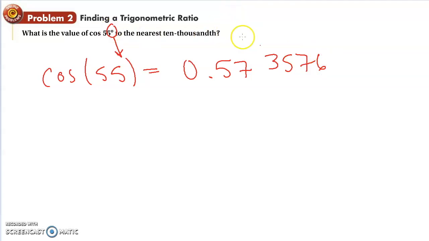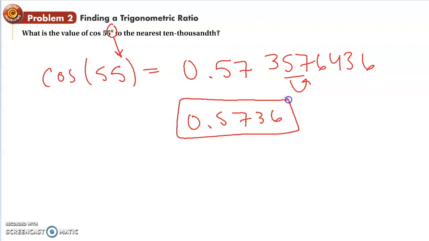0.573576 and so on. Now they want us to round to the nearest 10,000th, so that would be the tenths, hundredths, thousandths, 10,000ths place, and it's going to round to 0.5736. Now if you have a calculator and you tried this and you got cosine of 55 at 0.0221, it means that your calculator is in the wrong mode. It should be in degrees, not in radians.